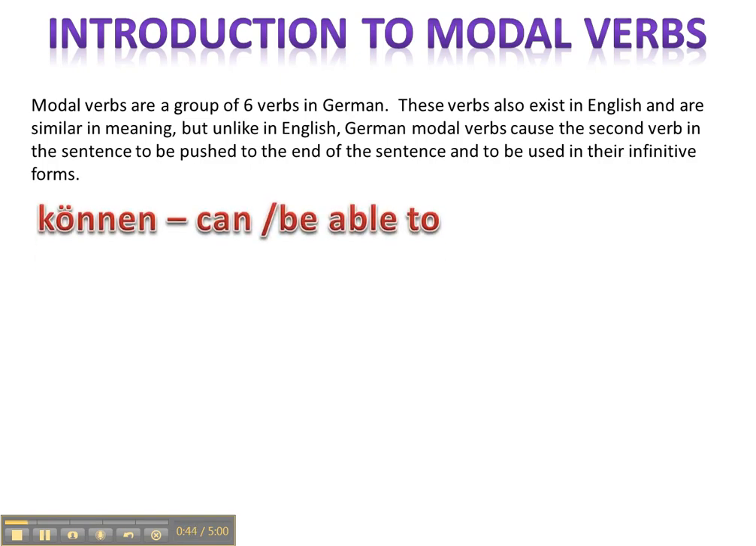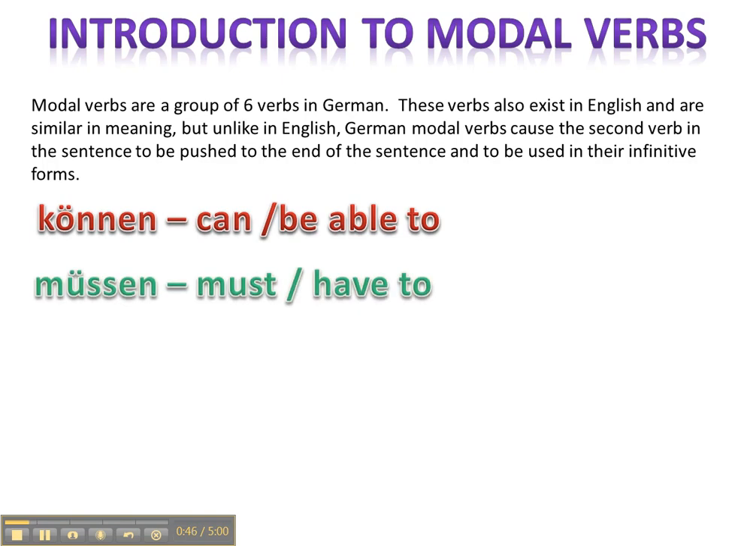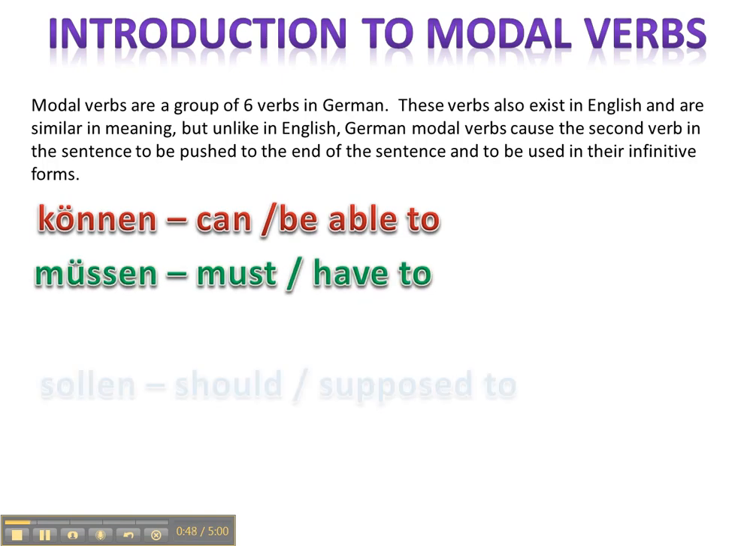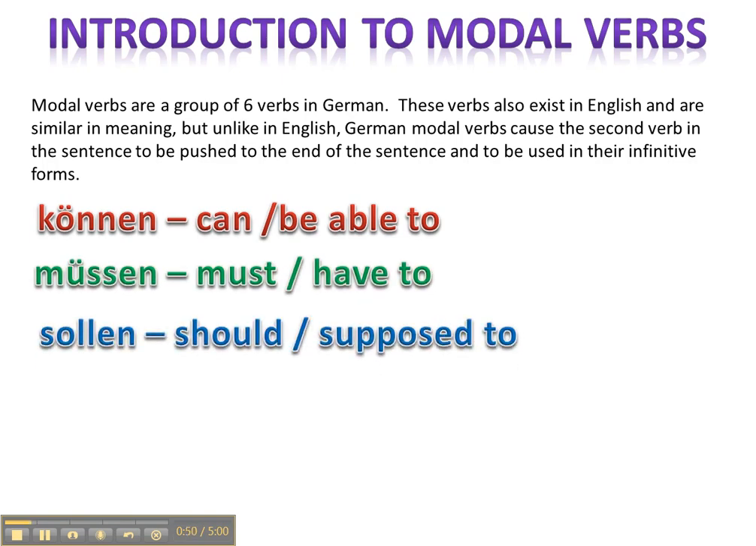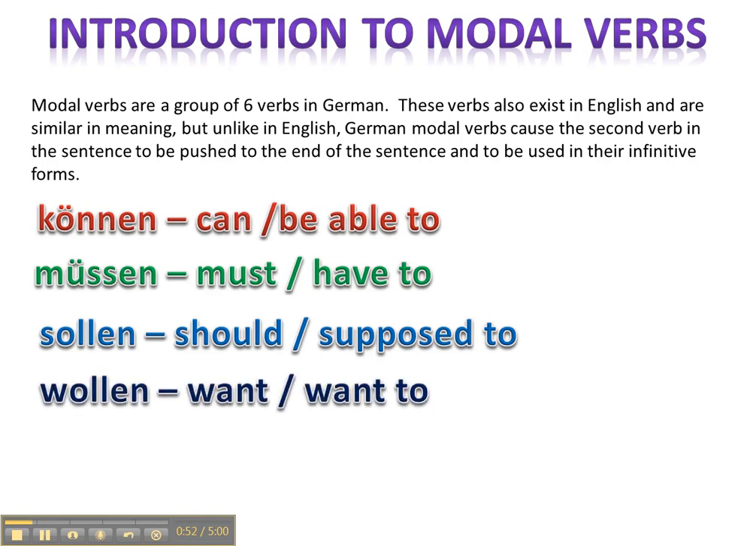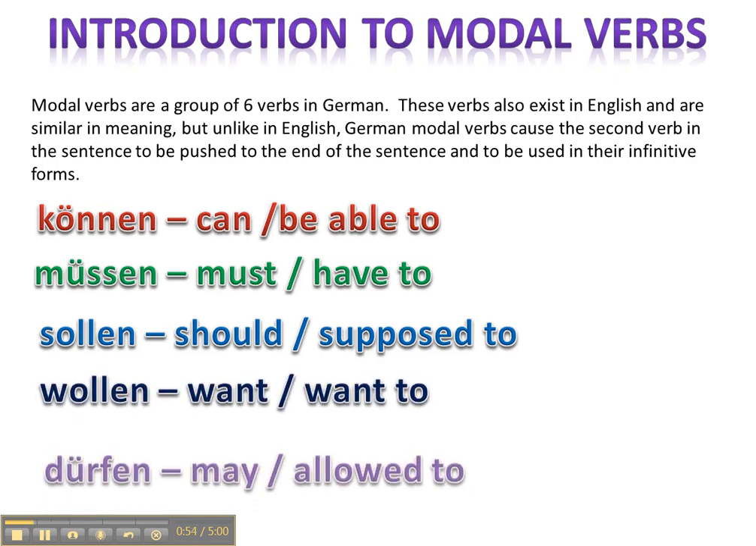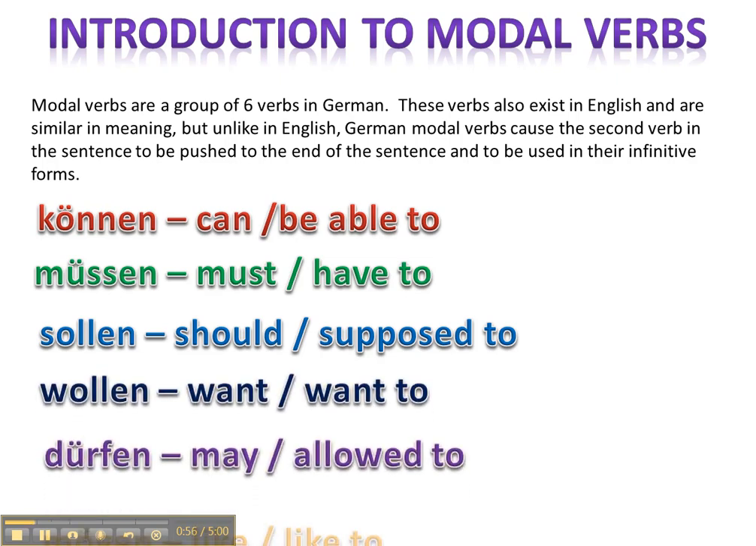There's können, which is can or be able to, müssen, which is must or have to, sollen, which is should or supposed to, wollen, which is want or want to, dürfen, may or allowed to, and mögen, to like or like to. So this is just the present tense forms of these verbs. There's also a past tense, which would translate to could, had to, was supposed to, wanted, was allowed, or liked.